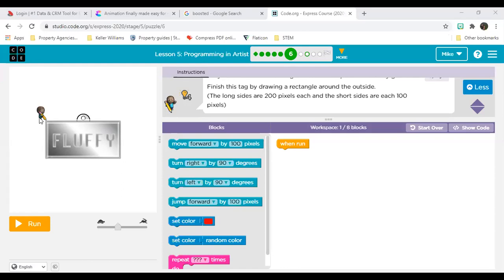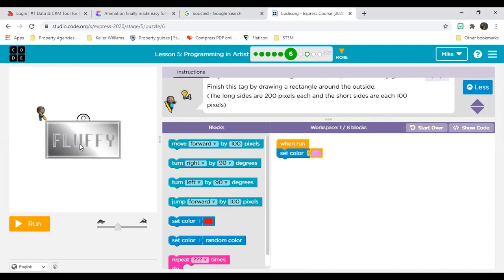So who can help me with this code? First, let's see, I want my tag to be, let's go for pink today. I want my tag to be pink because our pet's name is Fluffy. It sounds like a bunny or something, so I want it to be pink. So what are we going to do? What's our first step?